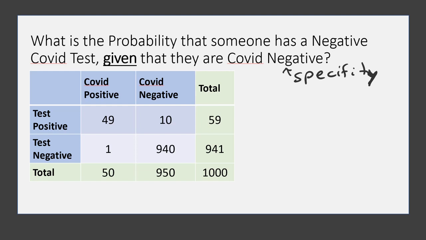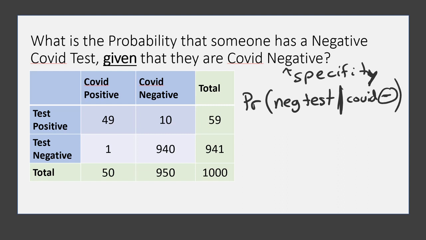Okay? So the specificity, the way we would write this using probability, we'd say probability of has a negative COVID test, so negative test, given, right? Given is always that bar, they are COVID negative. Okay, so you see that this is the exact, if I reversed these two, then I would be doing negative predictive value. Okay, so specificity is kind of the reverse of the negative predictive value.